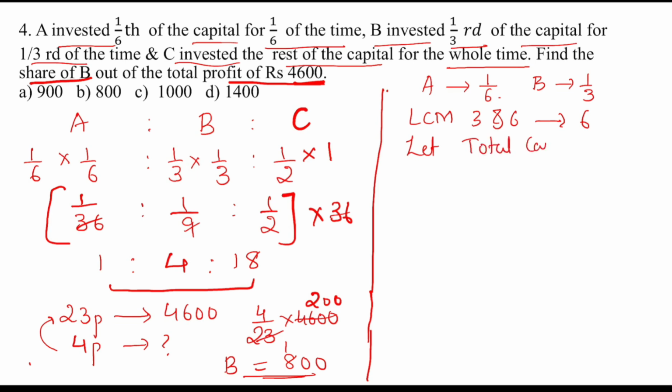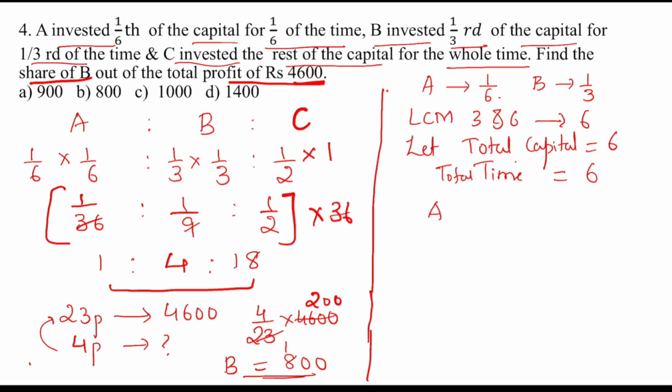Then let the total capital be 6 and the total time be also 6. Why? Because the investment is 1/6 and the time is also 1/6 for A, and the investment of B is 1/3 and the time is also 1/3. So the LCM for both capital and time is 6. So let the total capital be 6 and the total time be 6.